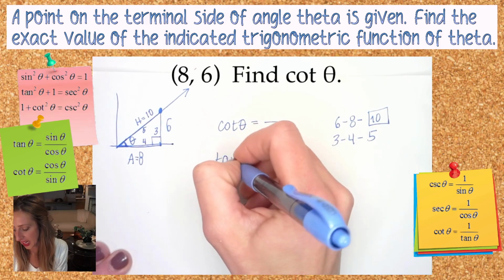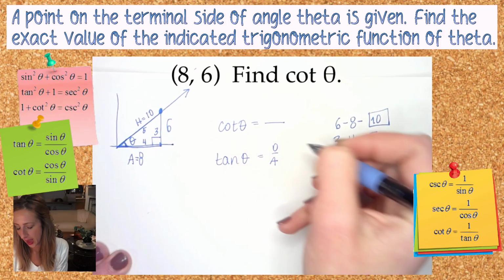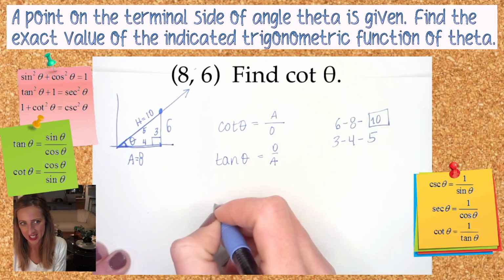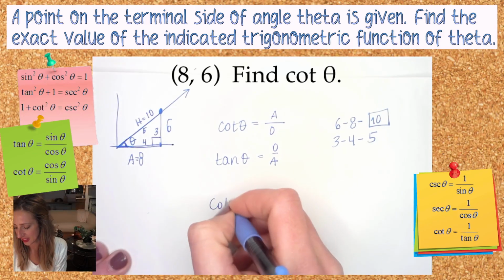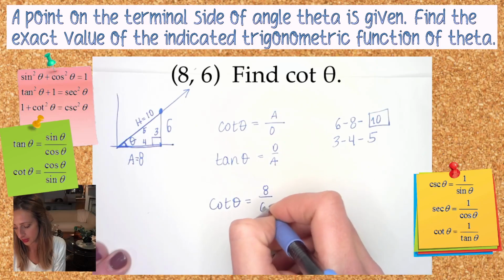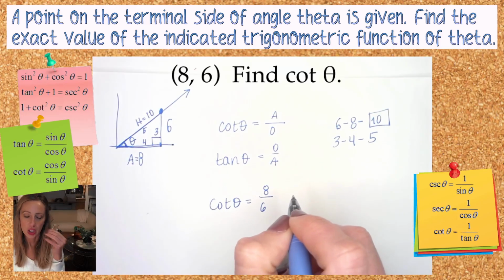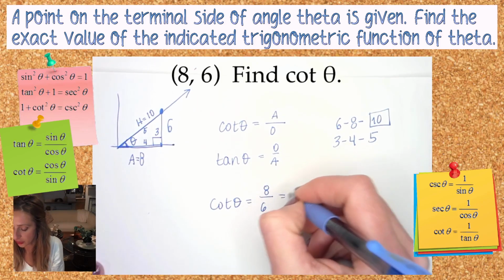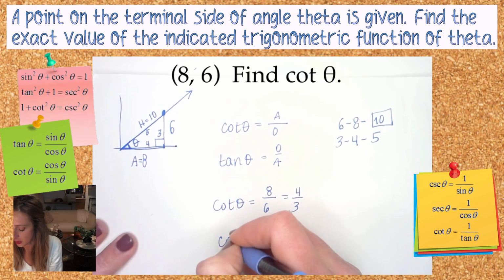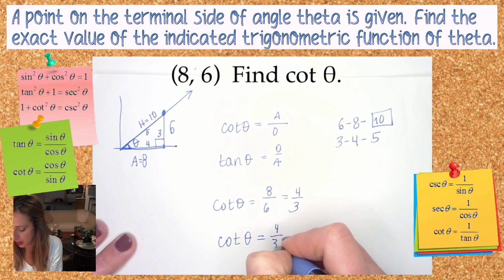So I know tangent, as in tan theta, is opposite over adjacent. That means that cotangent is adjacent over opposite. So cotangent of theta, adjacent is 8 over opposite is 6. Now, it's going to reduce, and you should reduce it. It's 4 over 3, which I wanted to point out, it just makes sense if you use the reduced Pythagorean triple to figure out the missing side.